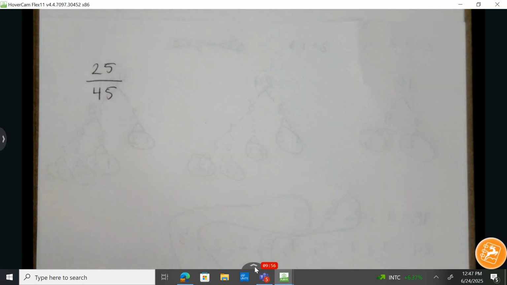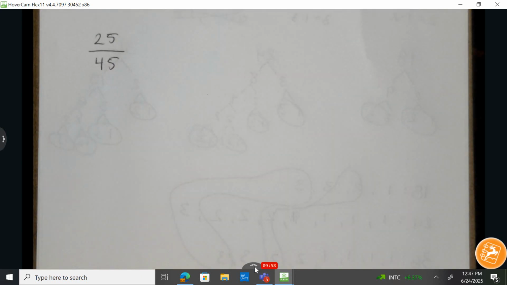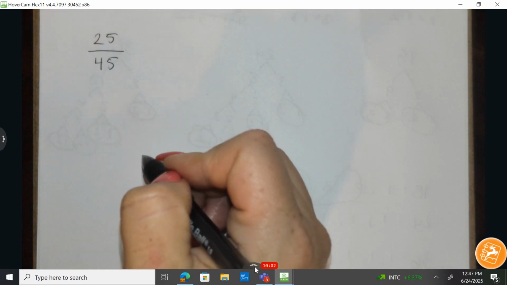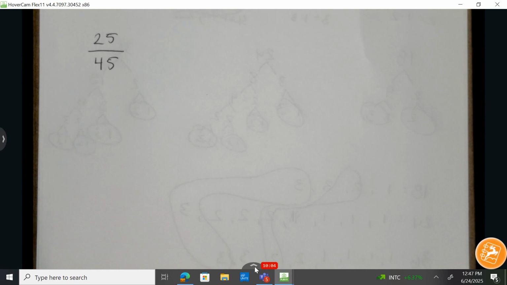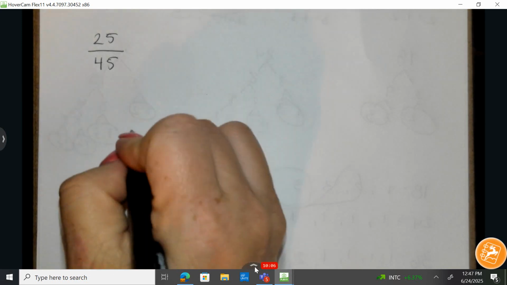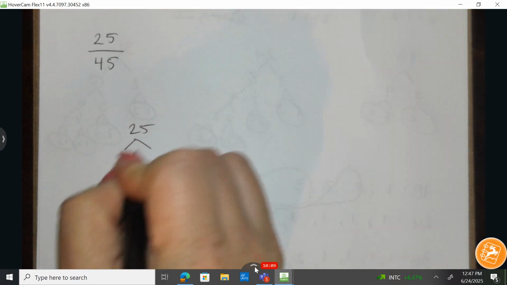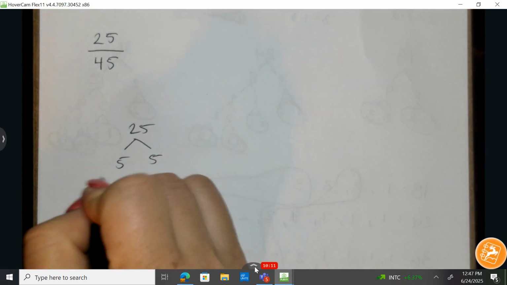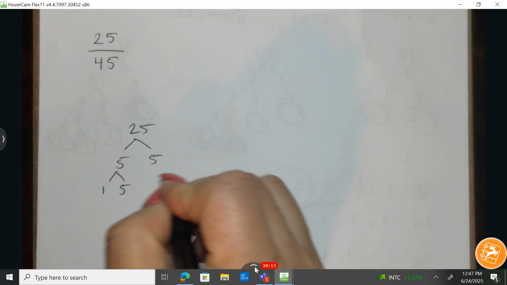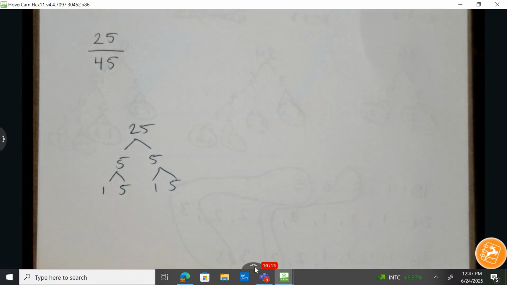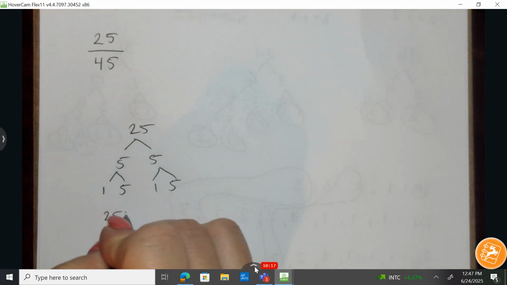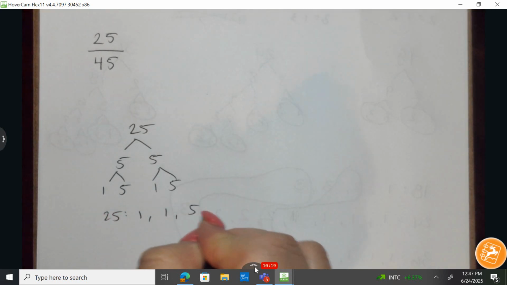I would like you now to try to do the prime factorization tree. So feel free to press pause, and if you're not confident in this, then just follow along with the video. 25. How do I achieve 25? 5 times 5. Now the only way to achieve 5 is 1 times 5, and 1 times 5. So 25 is 1 times 1 times 5 times 5.